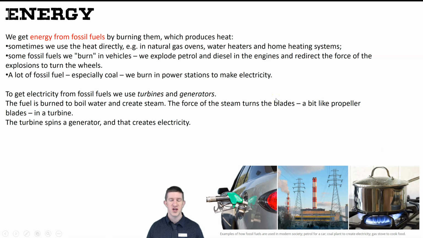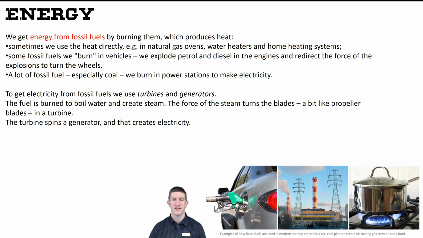To do this, we use turbines and generators. The fuel is burnt and this boils water. So the whole purpose of it is boiling water, really. We use the coal, we burn it in these very hot fires, that boils water. Boiling water creates steam. The steam rises quite powerfully, and this forces the blades of a turbine to spin, just like a propeller blade. So as it rises, it hits these fan blades, causes them to start spinning. This spinning turbine turns a generator, and the generator is the thing that creates electricity.